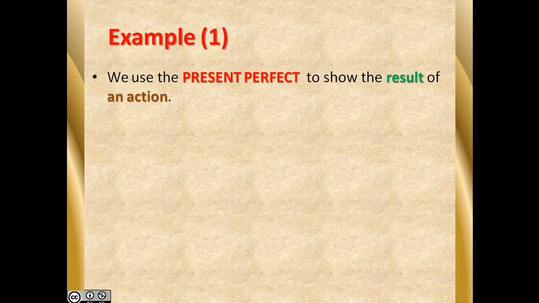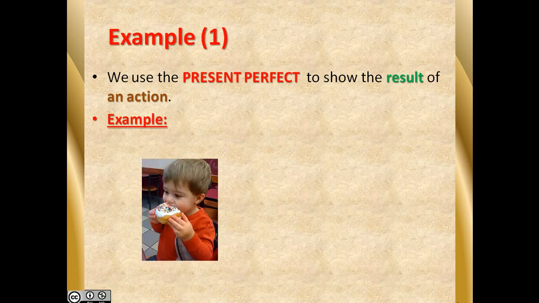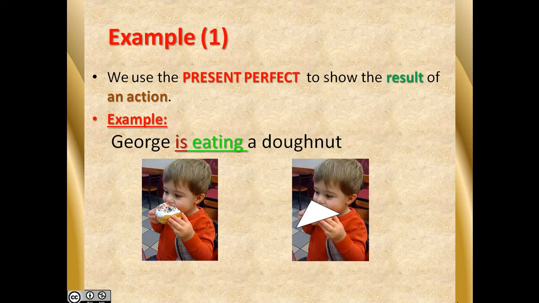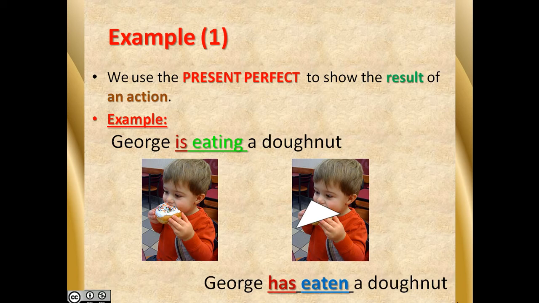Now, let's see one use of the present perfect. We use the present perfect to show the result of an action. For example, look at this little kid. He's doing an action. He is eating a donut. But after a few minutes, what happened? The donut disappeared. So it means that George has eaten a donut.